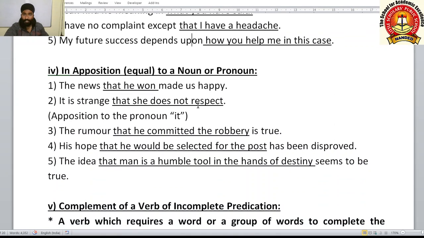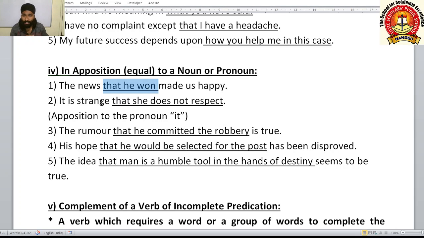Now, in apposition or equal to a noun or a pronoun. What does apposition or equal mean? The news that he won made us happy. So here, the news. What is the news? That he won. This is the news. That he won is equal to the noun news, because it is telling what the news is.